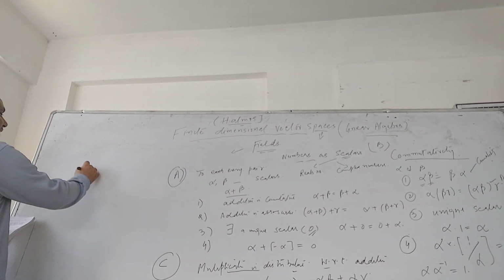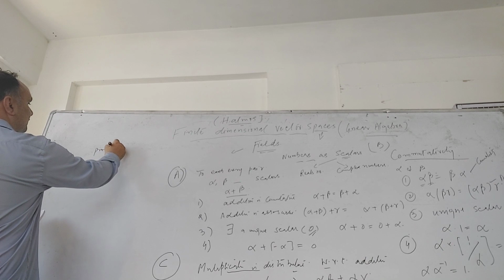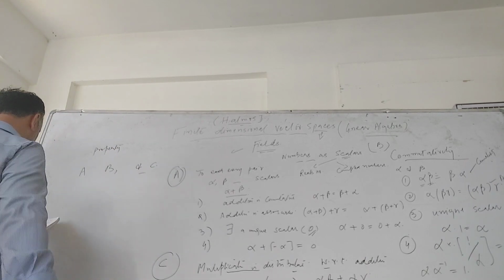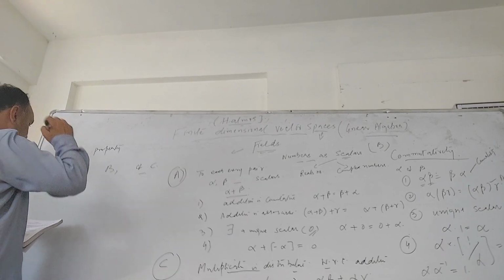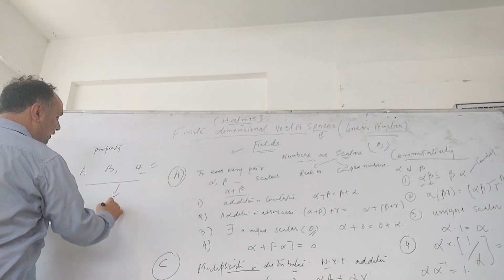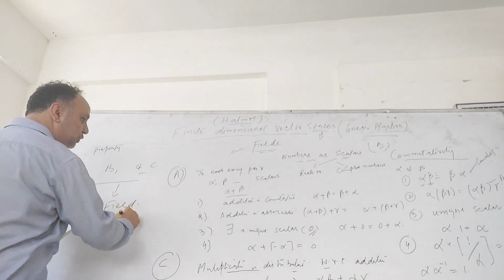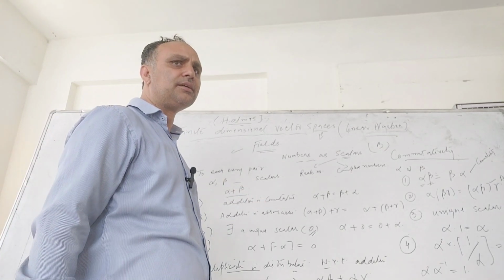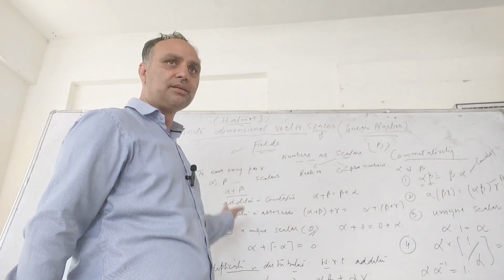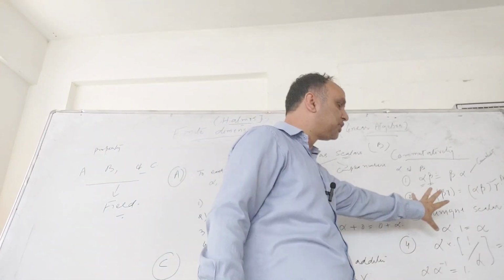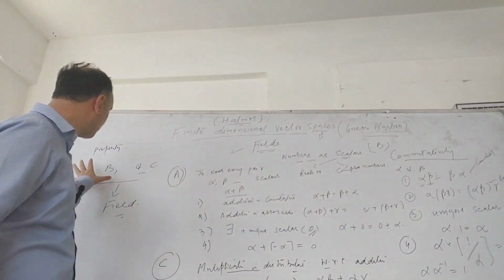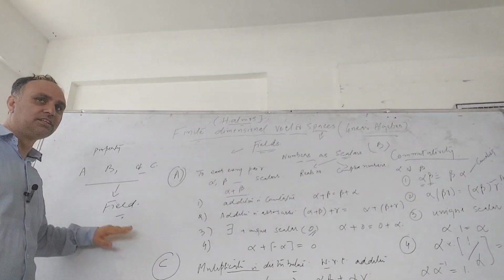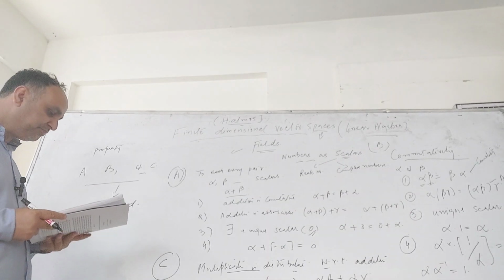Property A, B, and C. If the numbers satisfy them together, this is called a field. So any scalars, with addition and multiplication, if they follow these properties, they span a field. They span a field. This is it.